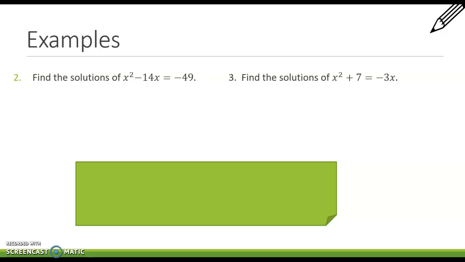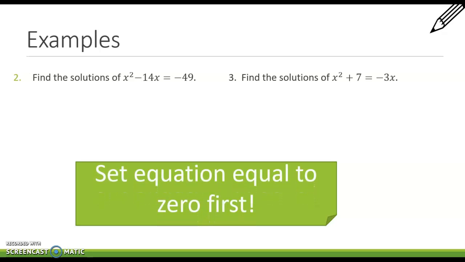I'm going to have a couple of examples here. These two examples are a little different from the one that we just did, because what I notice is that they're not equal to 0. So before you grab your grapher, you need to do the math to make sure that you have equal to 0. So if I look at this first equation, it's not equal to 0, it's equal to -49. In order to make it equal to 0, I need to add 49 to both sides of the equation. I'm going to add 49 to both sides.